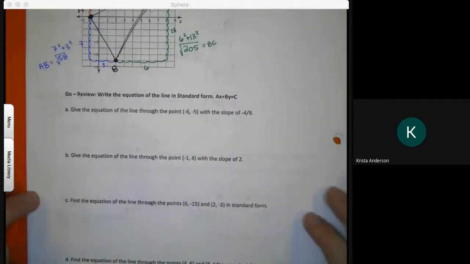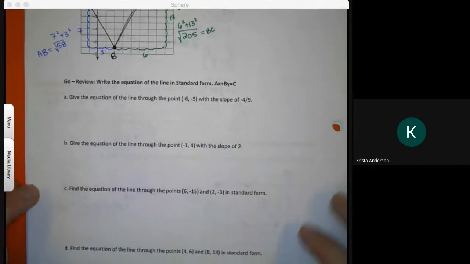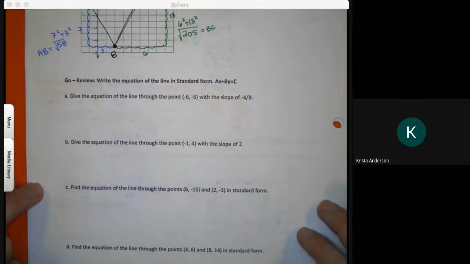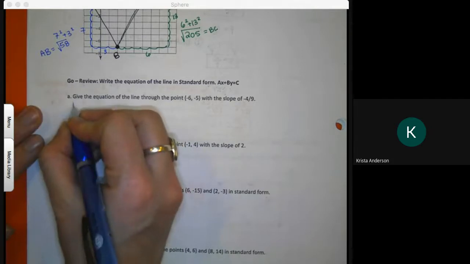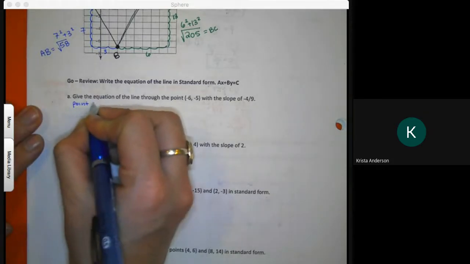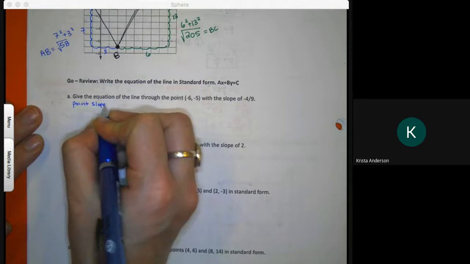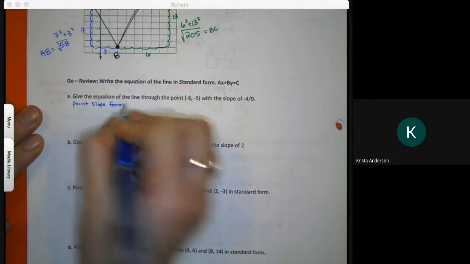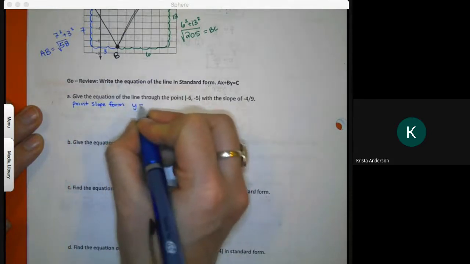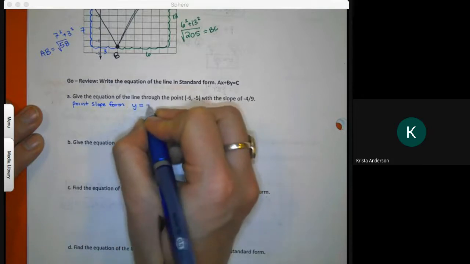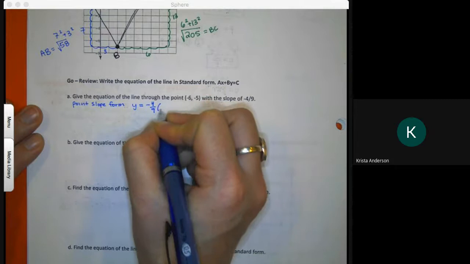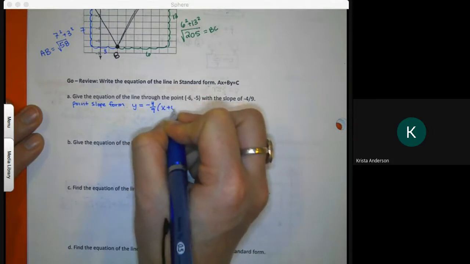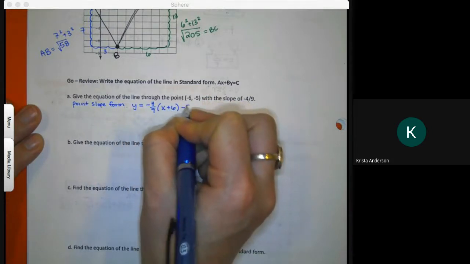Our last section, we are going over writing linear equations in standard form. When I first write my equation, I'm going to write it in point slope form. So it would be y equals, I'm going to see if you recognize this, negative 4 over 9 times x plus 6, minus 5.